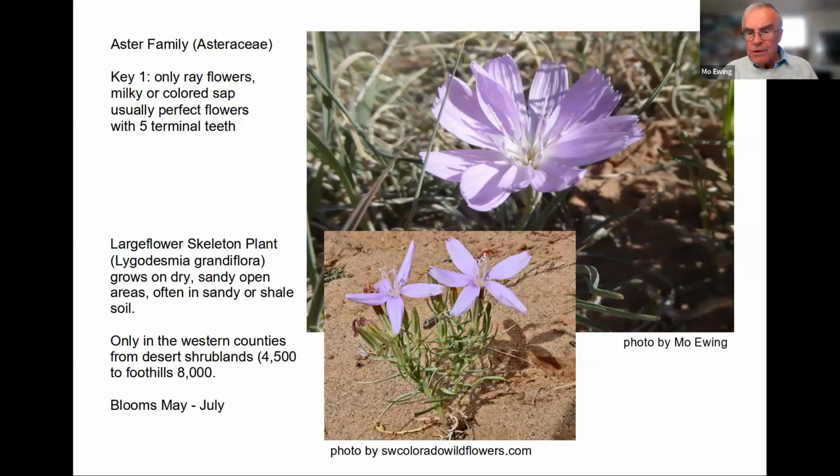And she splits them because the bracts are different. The bracts, which you can't see, would be underneath the flower. Remember when we flip it over, there were a lot of different bracts underneath there. And this falls into key 1.